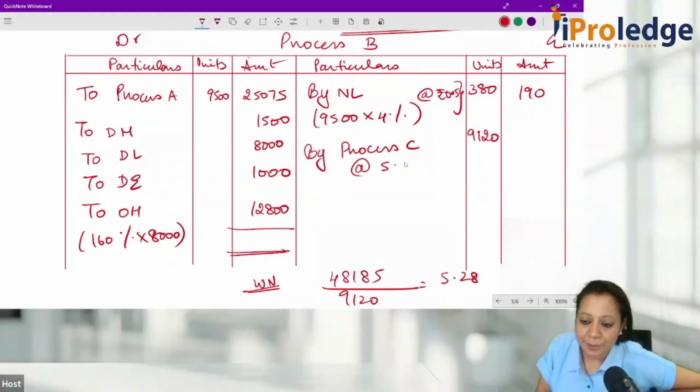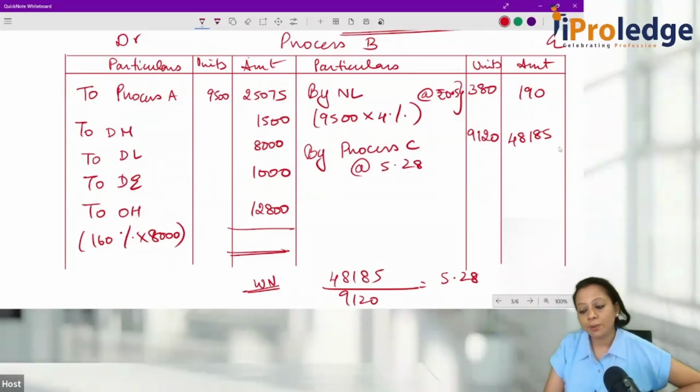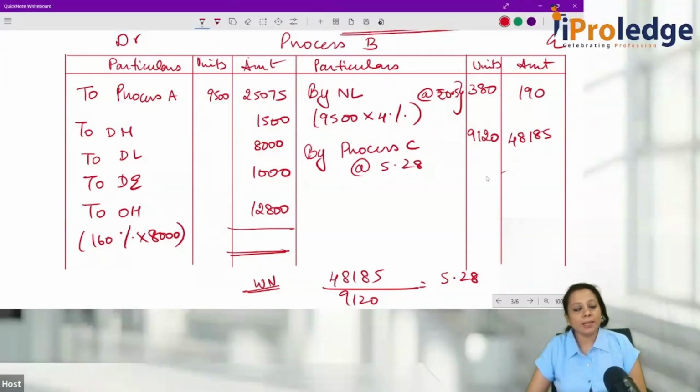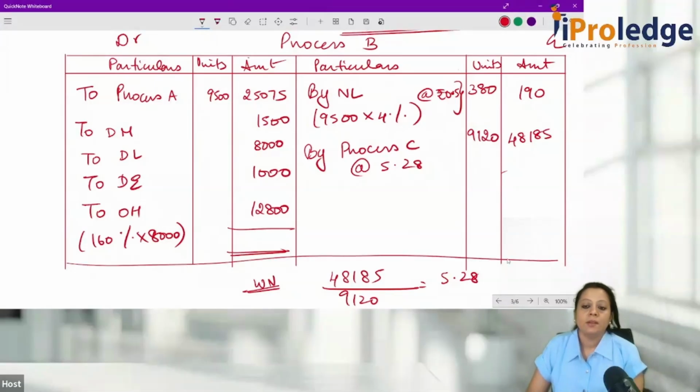So at the rate of 5.28. So 5.28 into 9,120, we would get 48,185. Okay. If you take two decimal places accordingly, a small difference will come. So that's okay. So this is also done. Now we will go to process C and then we will complete it.